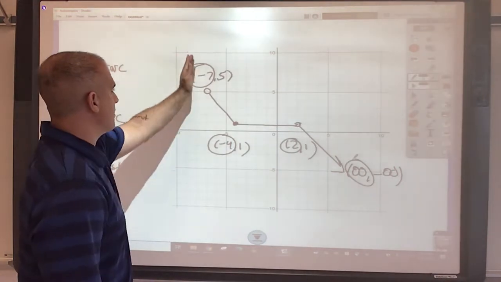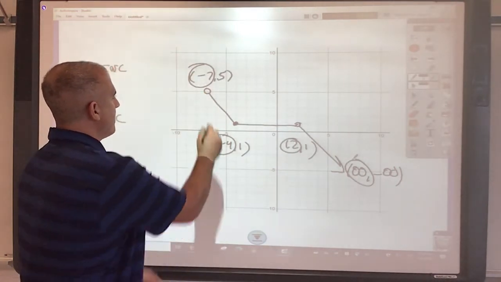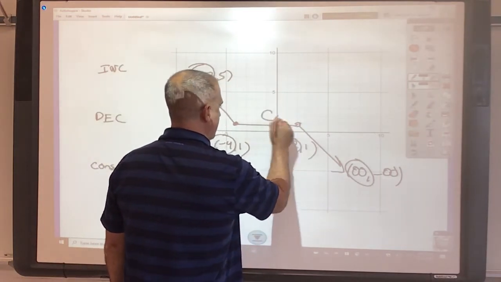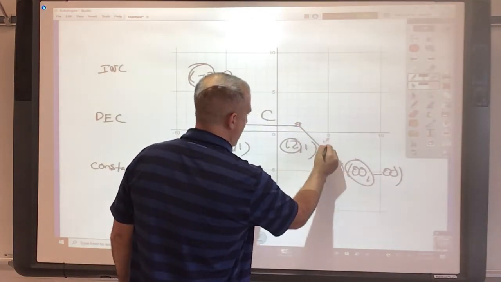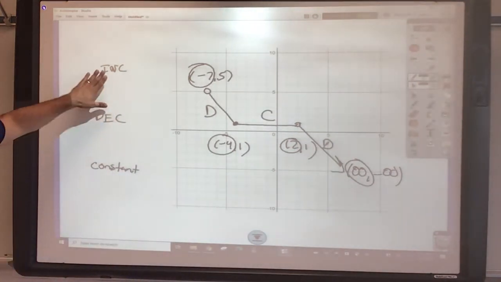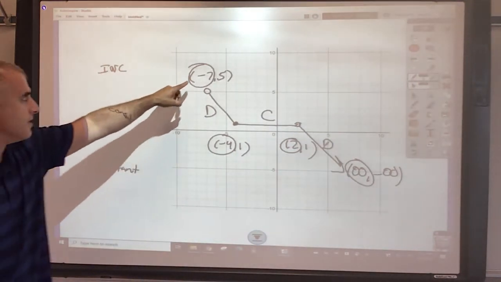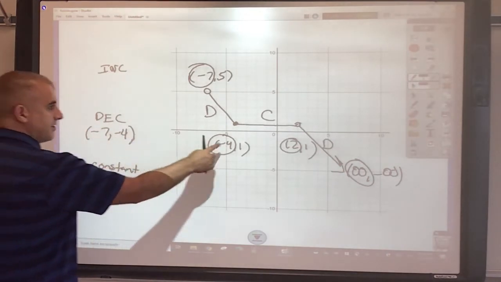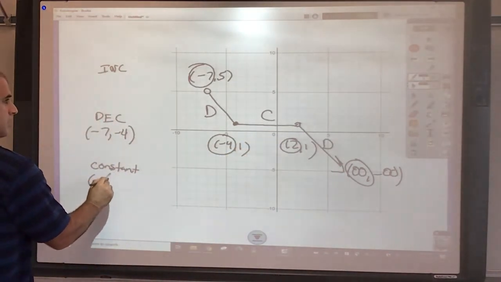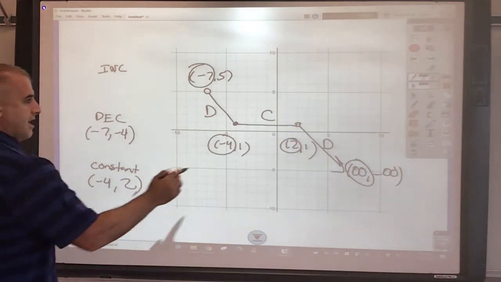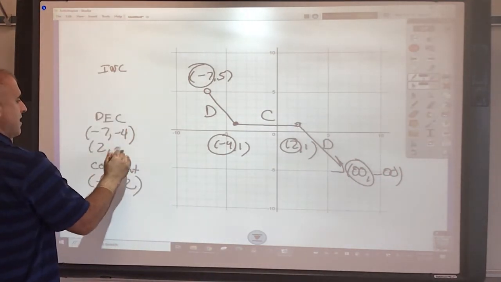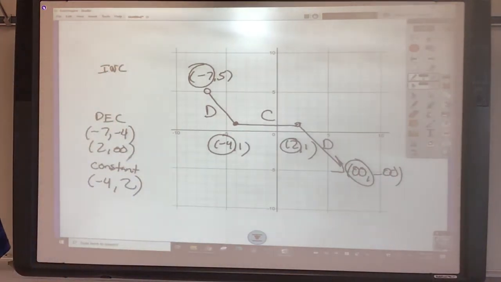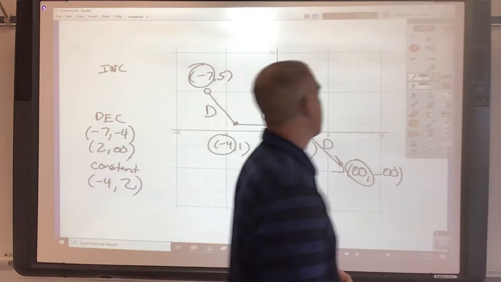Okay? All right? So, all I care about are the x values. Okay? Furthest left part of the graph would be here. So if I trace my pen, that's going down, that's decreasing. Now this is flat, that's going to be constant. And this going down, that's a decrease. Okay? So there is no increase here. First value, -7 to -4 is a decrease. -4 to 2 is constant. And then 2 to infinity would be a decrease. You can have some of them and not others. Okay? All right, so that's an example.